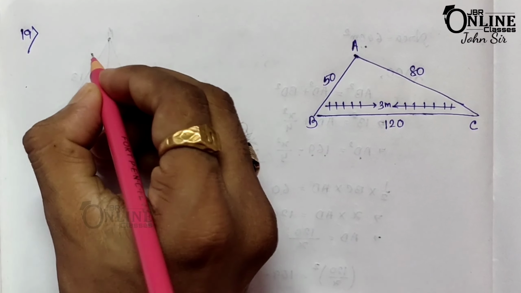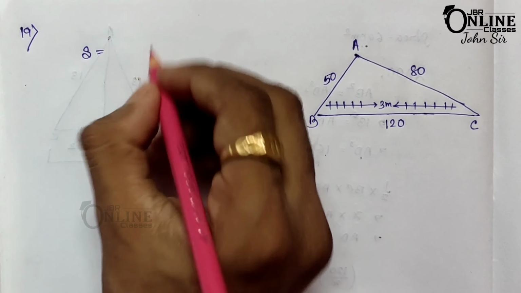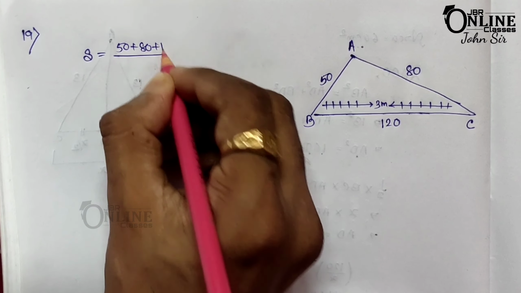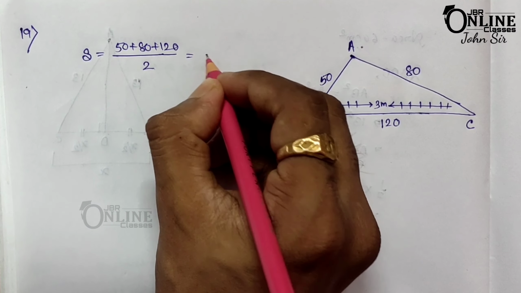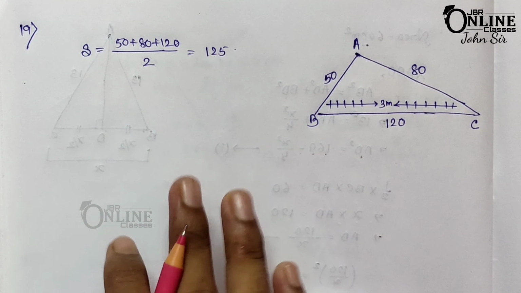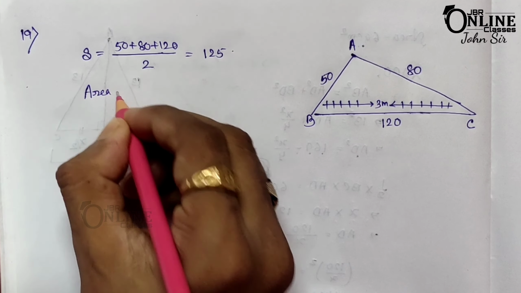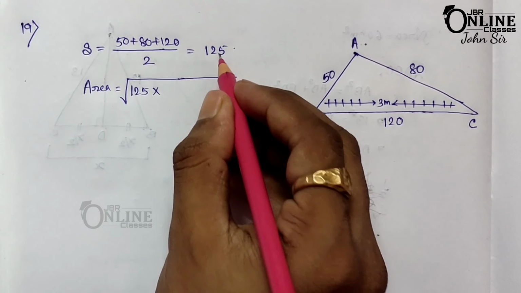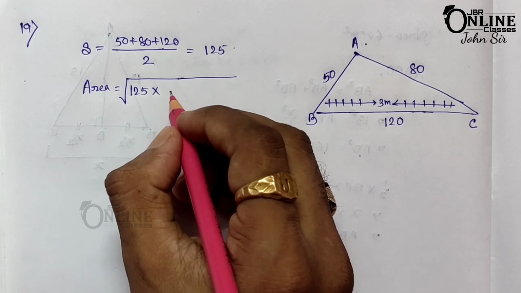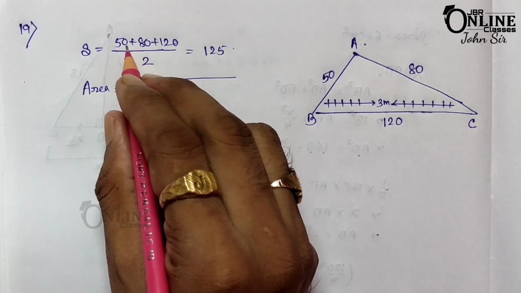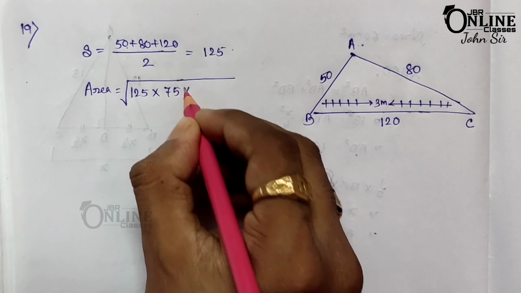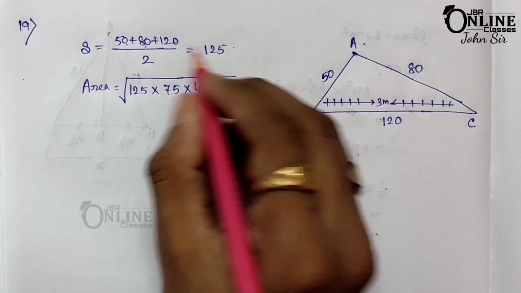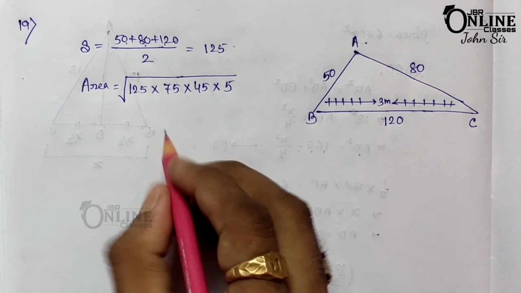So it's a scalene triangle, that means first you have to find out the semi perimeter, and as you know the formula is the addition of 3 sides divided by 2, so that is the semi perimeter, and that equals 125. Clear? Now the area will be according to Heron's formula. First you have to write down S, then this one minus 50. Okay, so 125 minus 50, that equals 75. Then 125 minus 80, that equals 45. 125 minus 120, that equals 5.